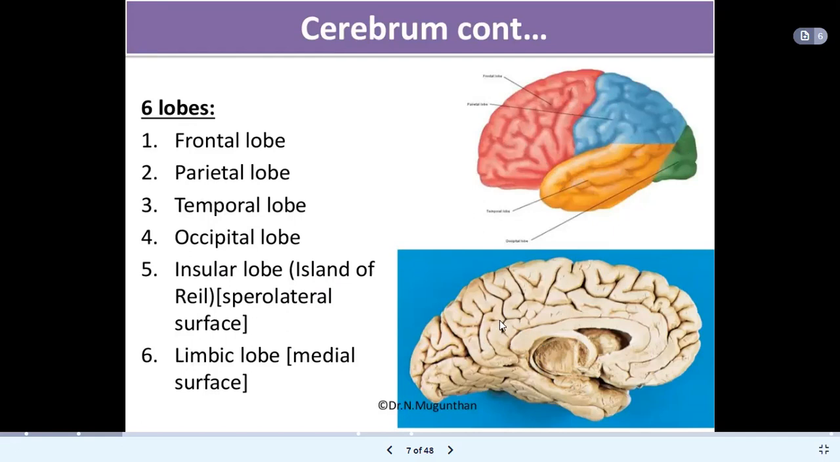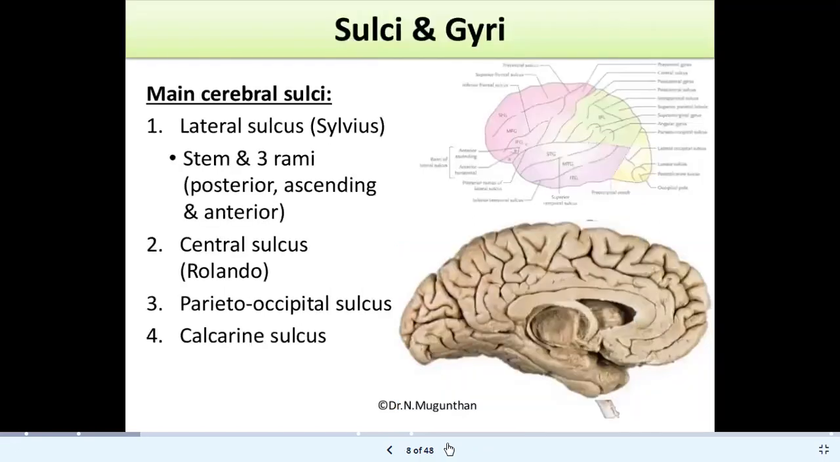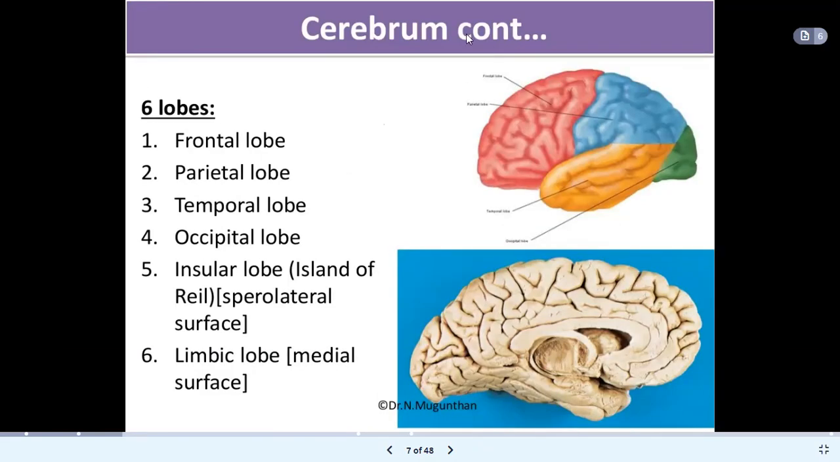Okay. Now this is the medial surface, this is the superolateral surface. On the medial surface connecting right and left cerebral hemisphere, we have a structure which is called as corpus callosum. Okay, then now we are going to discuss the sulci and gyri.